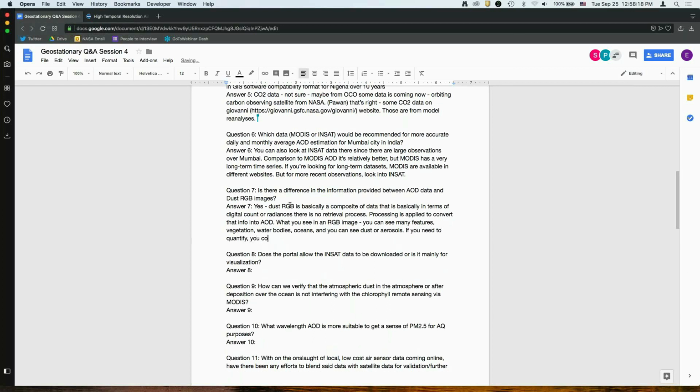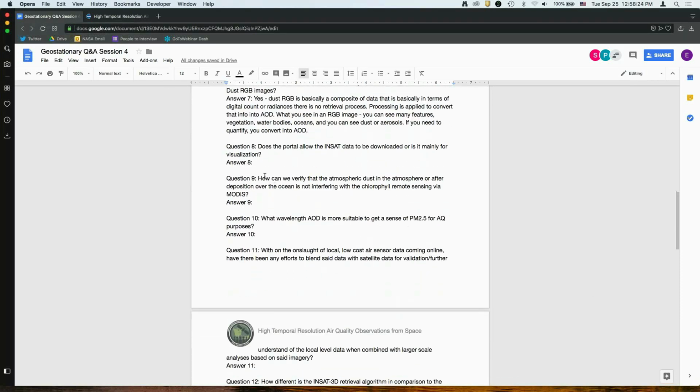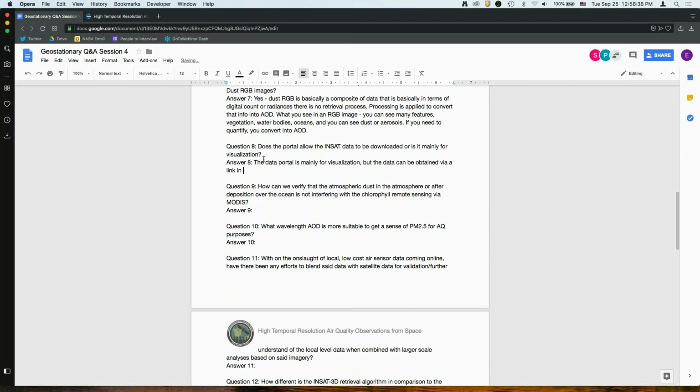Okay, the next question is, does the portal allow the INSAT data to be downloaded, or is it mainly for visualization? Actually, the VEDAS portal is mainly for visualization, but the data can be obtained from the MOSDAC portal. I have given links for both the portals over there. If you want to download, it can be downloaded from the MOSDAC portal, but the VEDAS portal is mainly for visualization purposes.